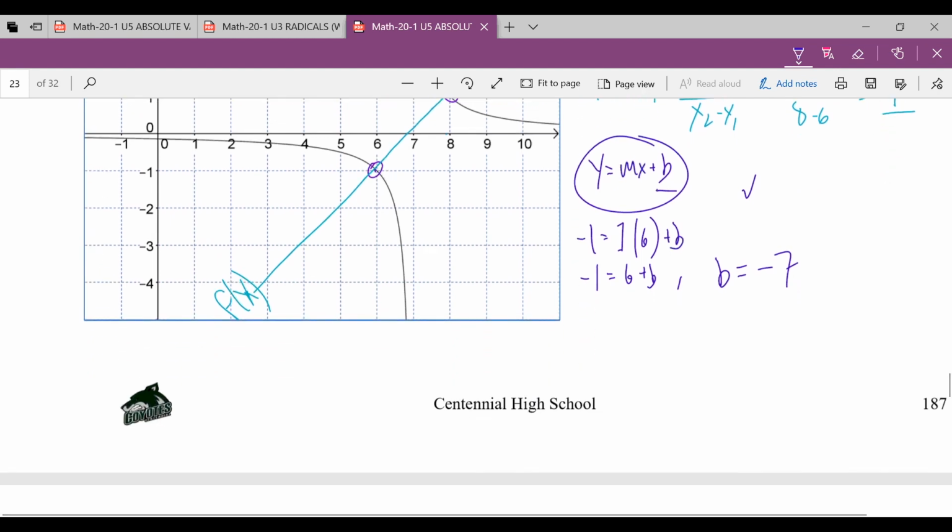It's asking us for the equation of the line. Here it is: y equals mx plus b, where m is 1, so y equals x minus 7. That's all it's asking for. And we are now done this penultimate lesson in this unit of study.